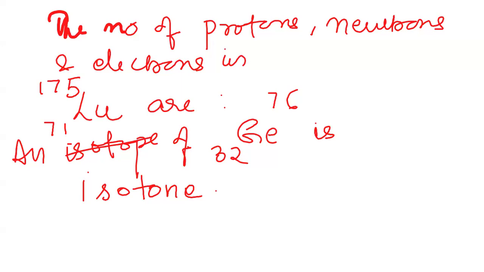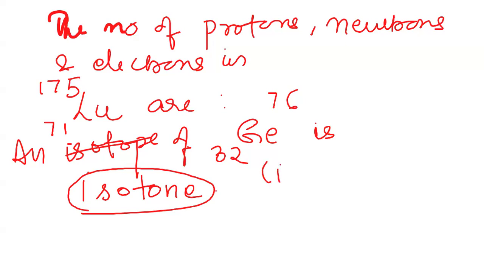No, teacher, I don't know. Isotope I knew, but I didn't know isotone. Isotone is the different elements which have the same number of neutrons. हाँ तो बताओ ना, same number of neutrons.